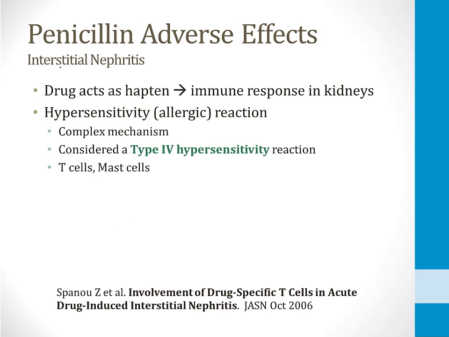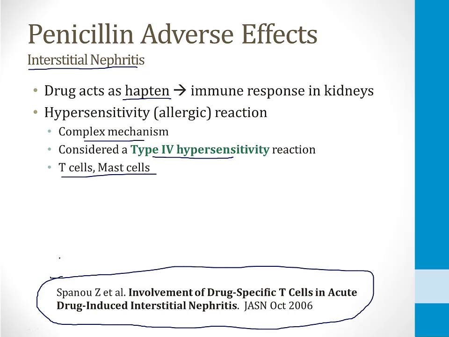Another hypersensitivity reaction to penicillins is interstitial nephritis. This is an immune process in the kidneys where the drug acts as a hapten. That's a molecule that triggers an immune response. It's a hypersensitivity reaction with a complex mechanism. It is considered an example of a type 4 hypersensitivity reaction because T cells and mast cells play an important role. And if you want to read more about the immunology of interstitial nephritis, I've listed a review article at the bottom of the screen.